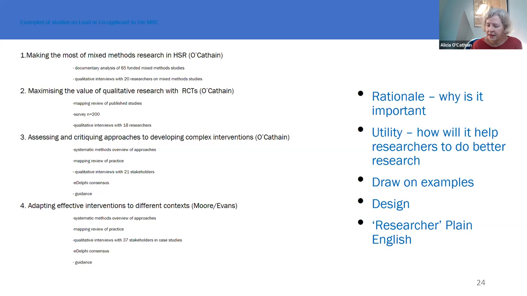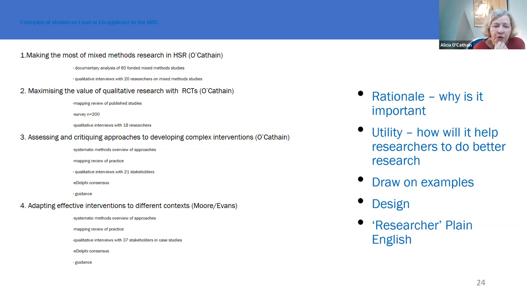And again, we made use of qualitative research, this time with stakeholders, not just researchers doing this kind of work, but the funding panel making judgments about it, editors of journals making judgments about the publications coming out of this kind of work.